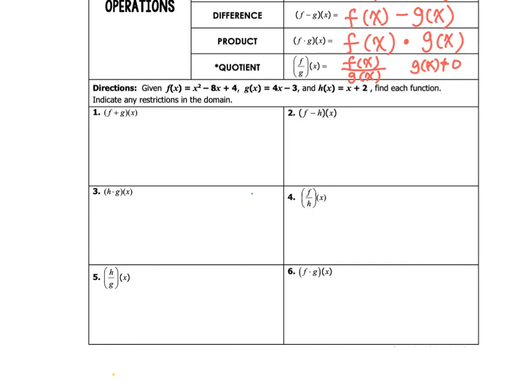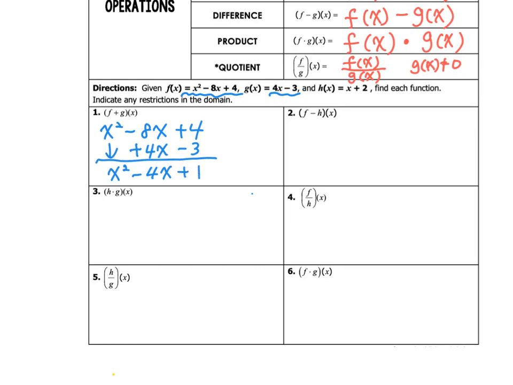So we're going to bring f of x, x squared minus 8x plus 4, and g of x is 4x minus 3. You know what? Let me write it vertically. Maybe that will be better for combining the like terms. So we just combine the like terms. X squared, there's nothing to combine, so it will be x squared. And negative 8 plus 4, negative 4x. 4 minus 3 will be positive 1. How simple is that, right?